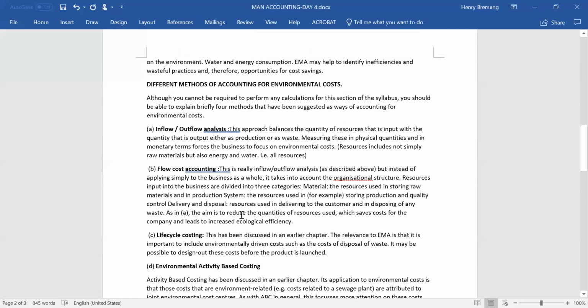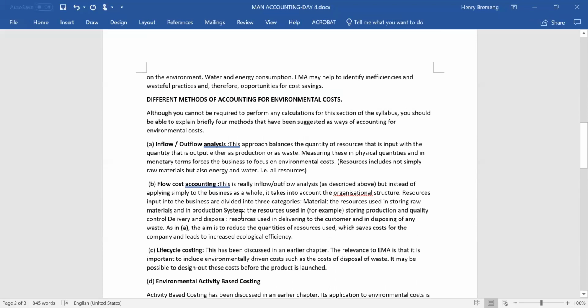It's very, very important for you to consider. Now, when you talk about inflow-outflow analysis, we are saying that this approach balances the quantity of resources that is input with the quantity that is output. We are talking about what we call garbage in, garbage out. We are looking at the balance of our input in terms of raw materials, giving us a corresponding output.